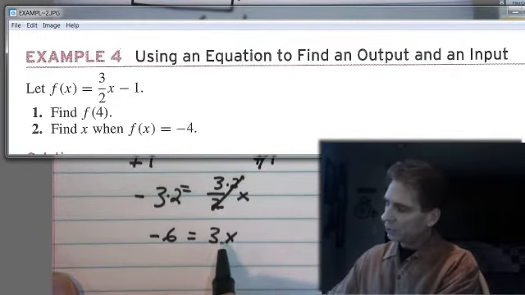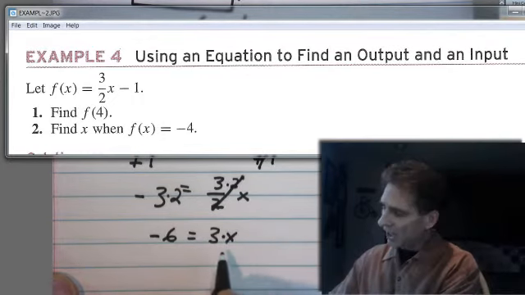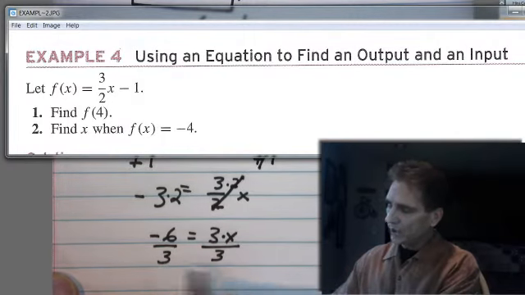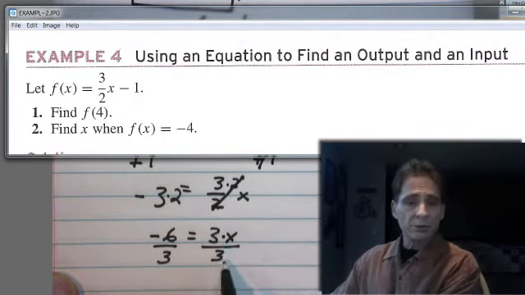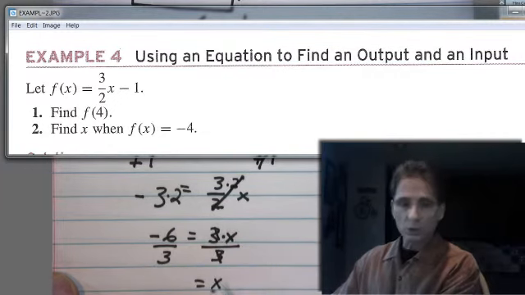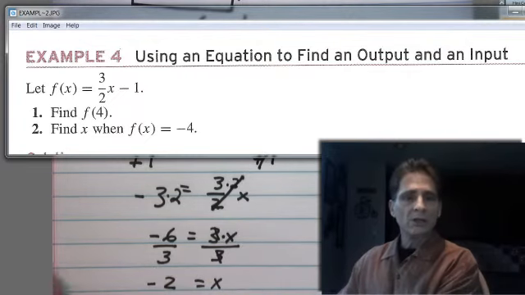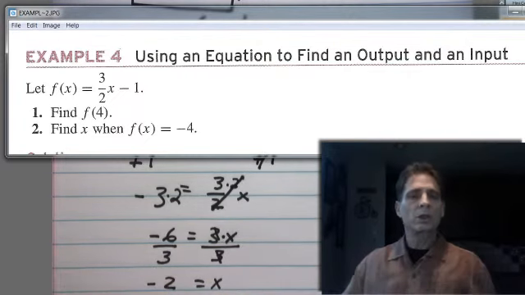And then, of course, to get rid of the 3 in 3x, the meaning of 3x is 3 times x. The inverse operation is to divide, or opposite operation. The reason we do that again is because 3 divided by 3 is 1, so they cancel. So we end up with x equals negative 2. So, given f of x equals negative 4, x equals negative 2.